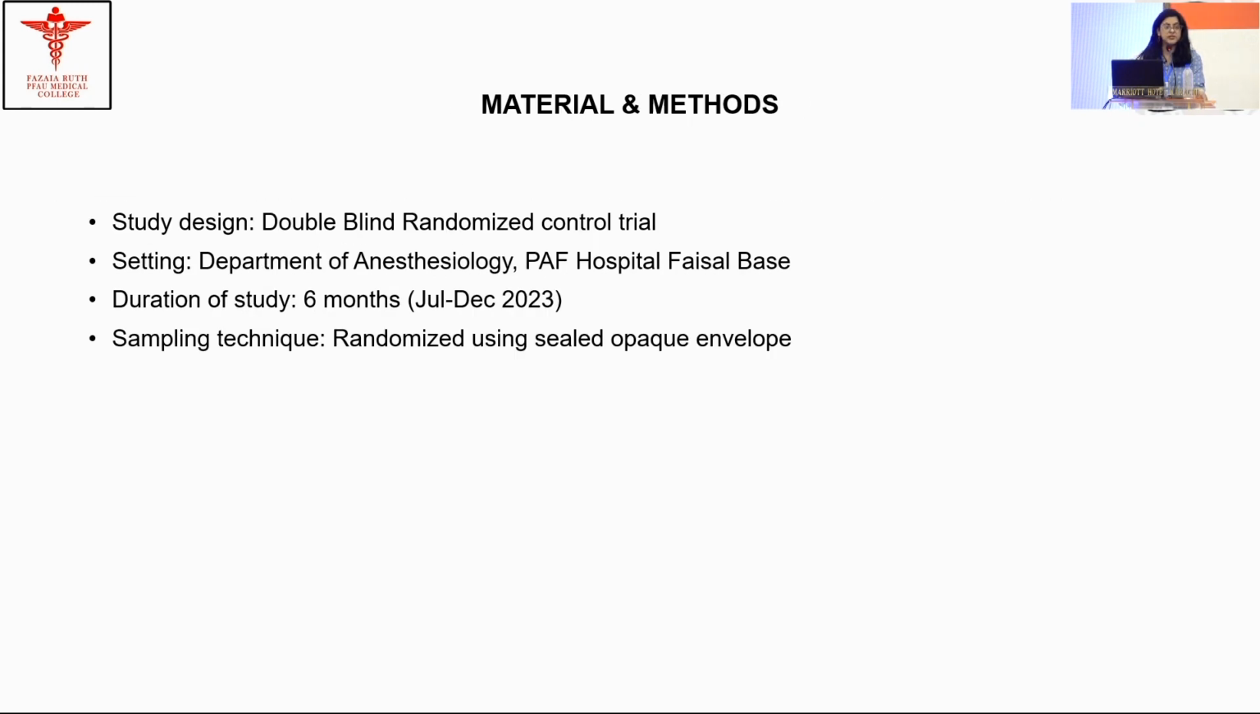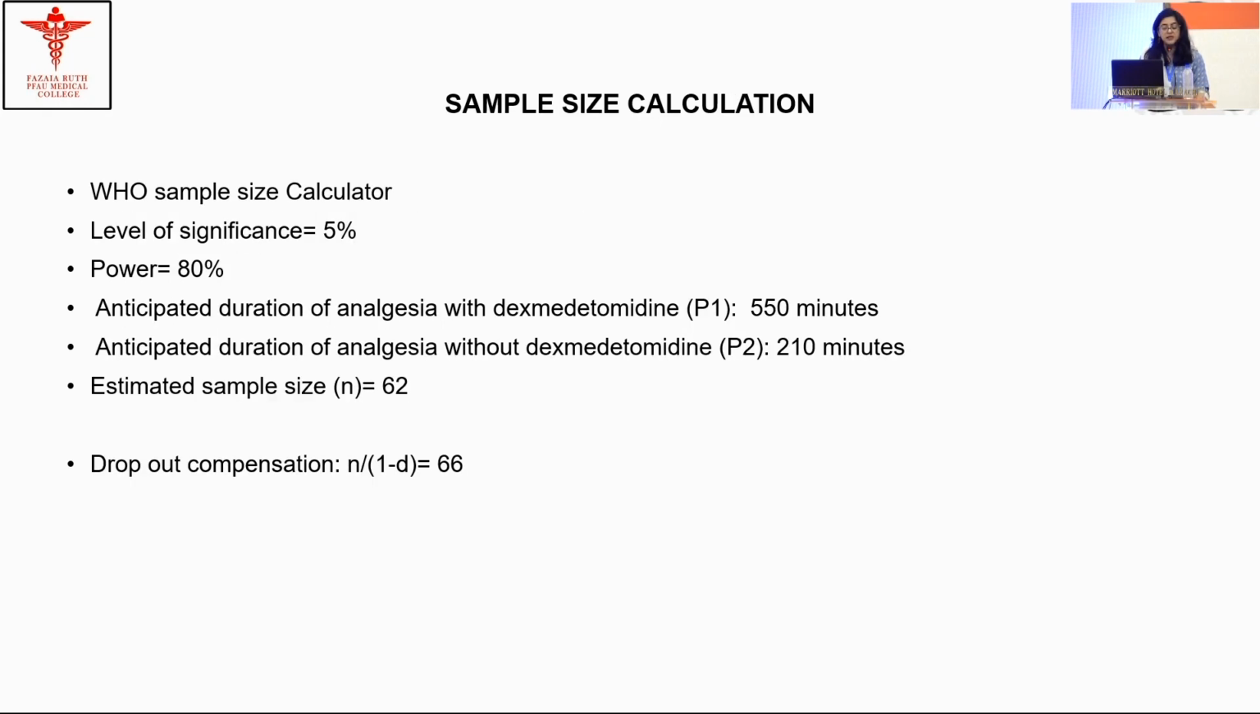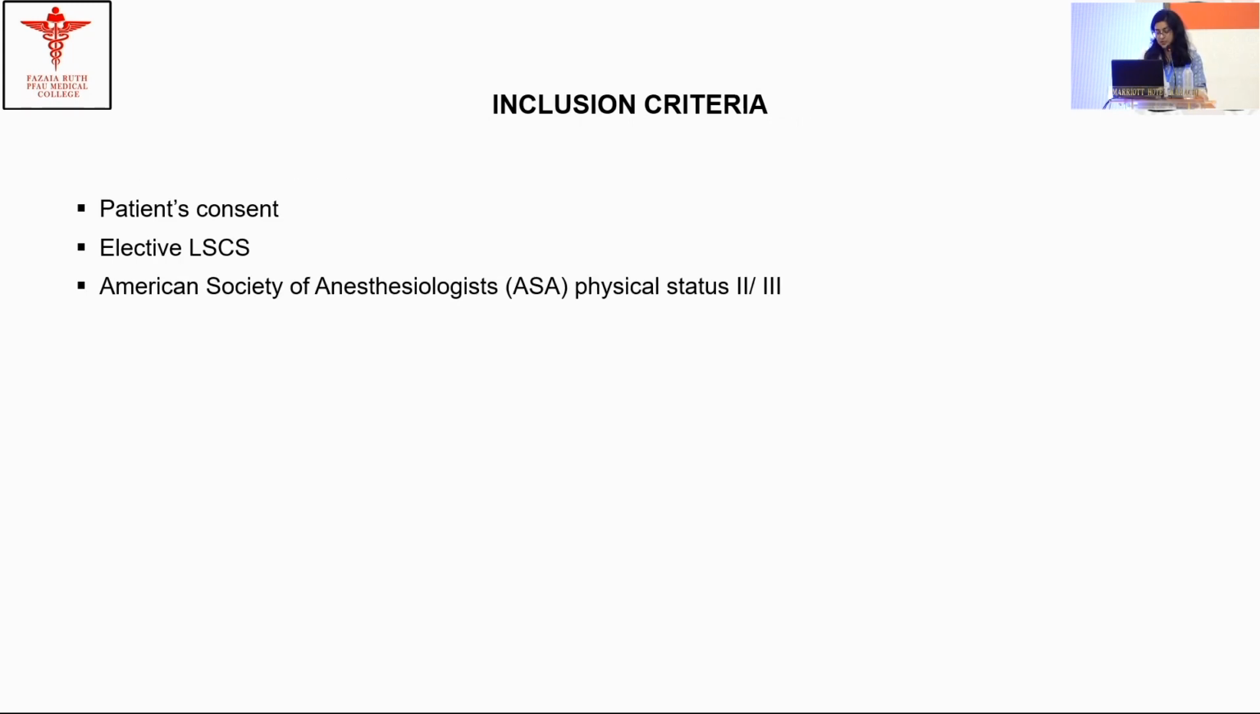The study design was double-blind randomized. The setting was the Department of Anesthesiology, PF Hospital, Faisal. The duration was from July to December 2023, and the sampling technique was randomized using sealed opaque envelopes. The sample size was calculated using the WHO calculator. The level of significance was 5%, power 80. Anticipated duration of analgesia was considered with dexmedetomidine as 550 minutes and without as 210 minutes. The sample size was 62; considering a dropout ratio of 5%, a sample size of 66 was taken.